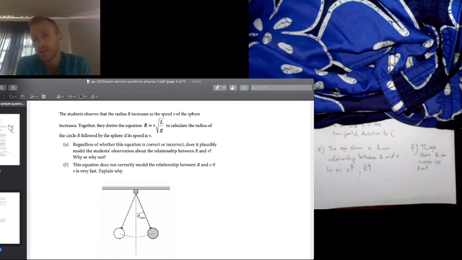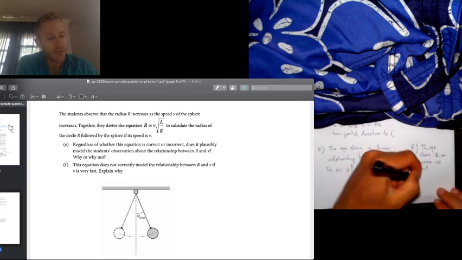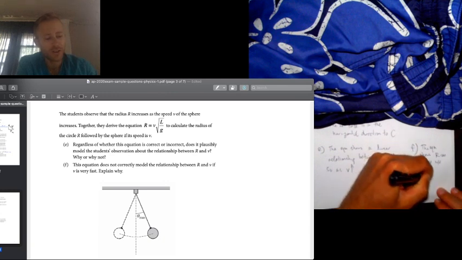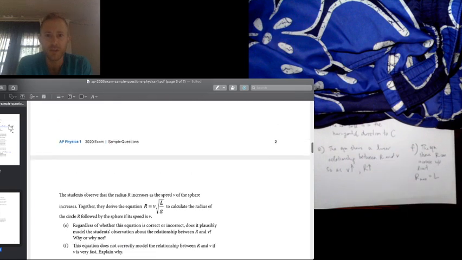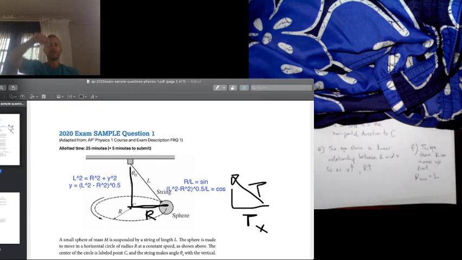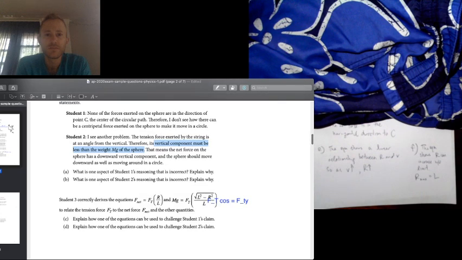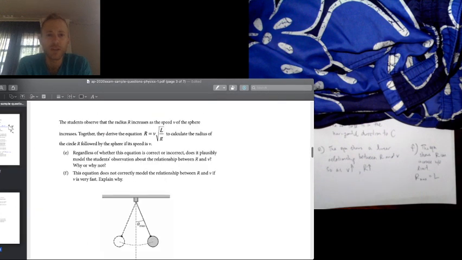So basically what that equation says is that r can be as large as we want it to be. However, the maximum value that r can take is equal to the length of the string, right? If we whip this thing around really fast, it's going to go basically horizontal. So the radius can't be bigger than L. So that equation can't be right.